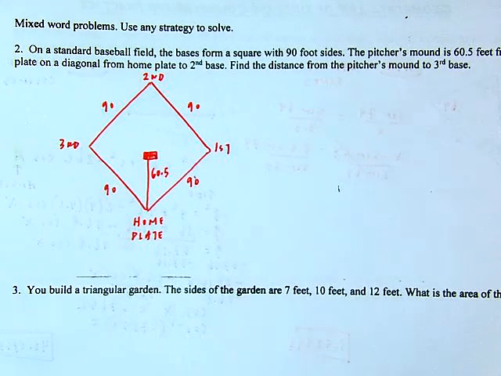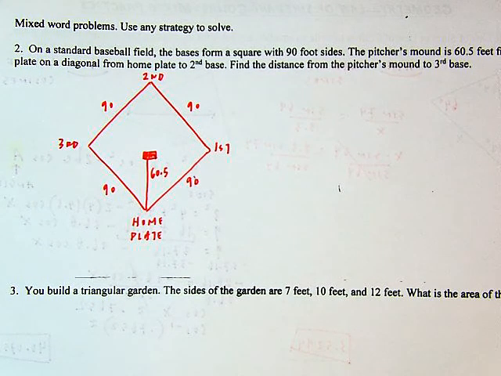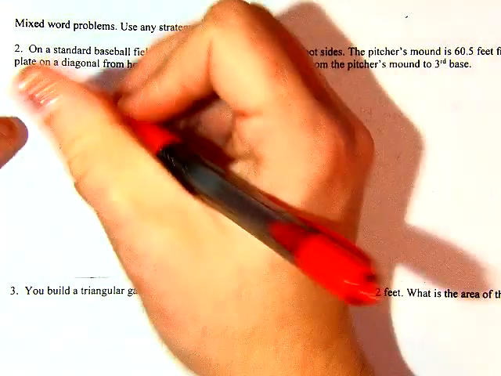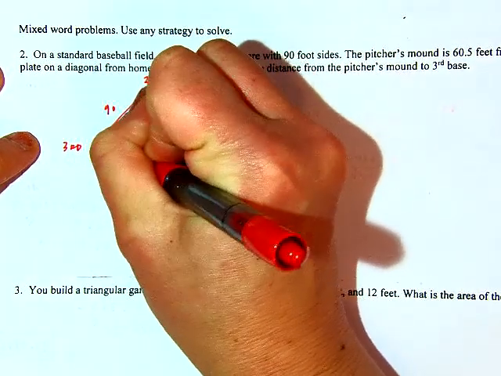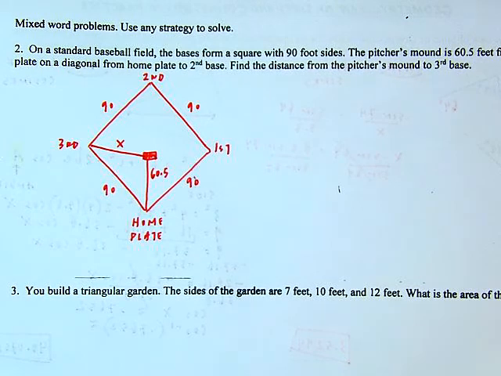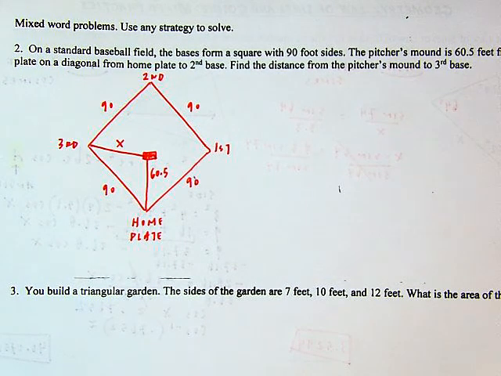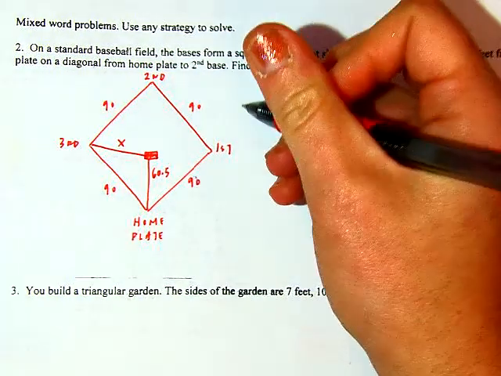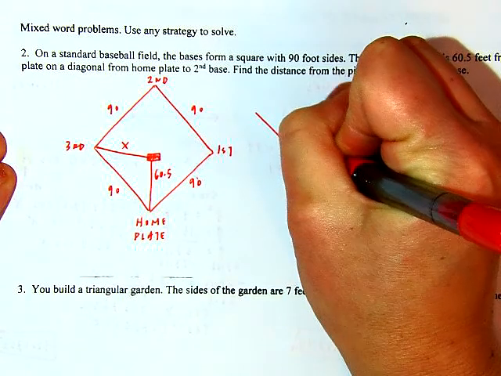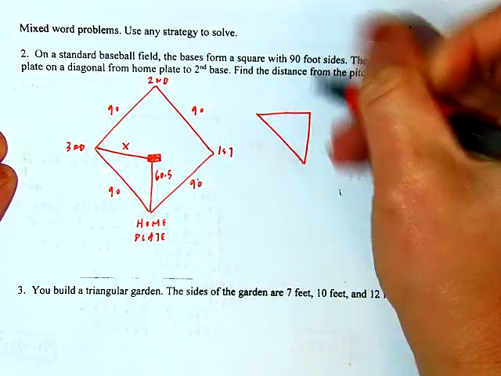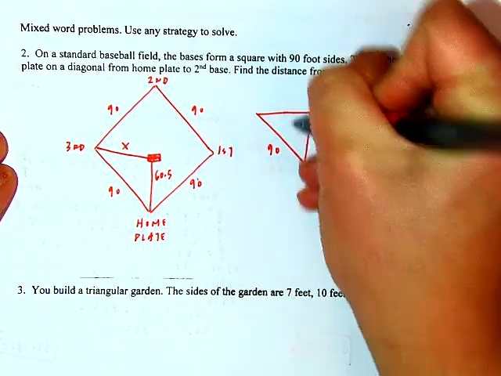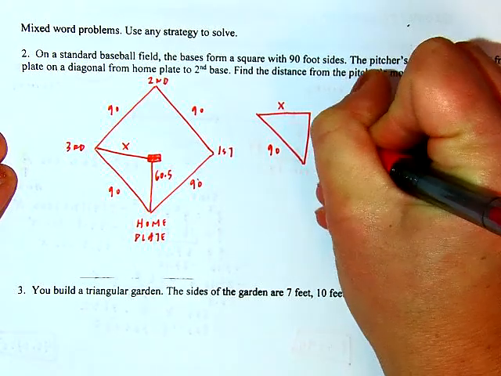All right, so we're asked to find the distance from the pitcher's mound to third base. So if I draw that in here, that is what I'm solving for, so that's what I'll call X. So let me look at that triangle off to the side. Right, it looks like this right now, where this is 90, this is X, and this is 60.5.